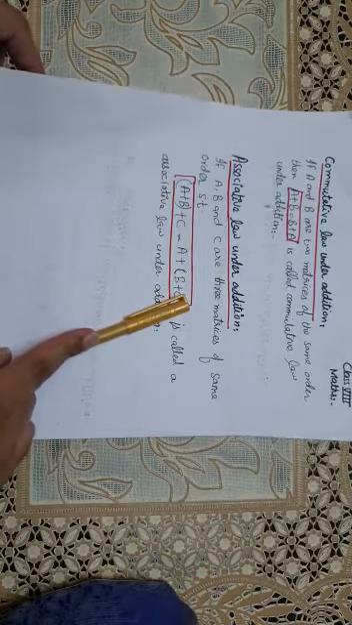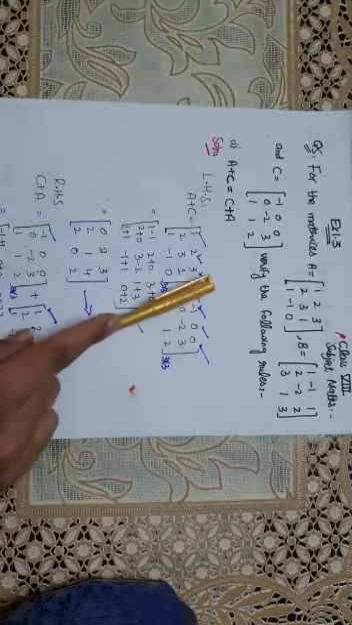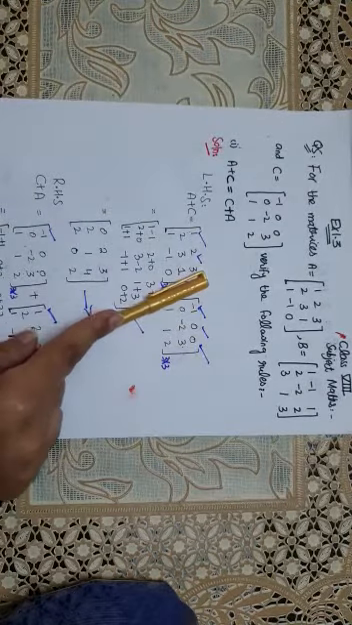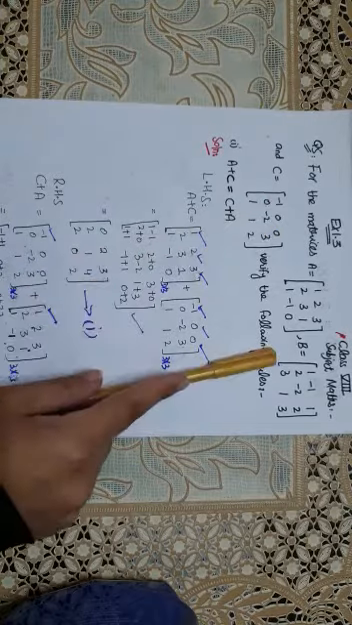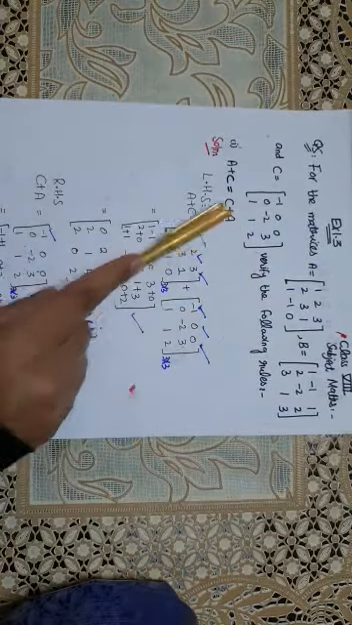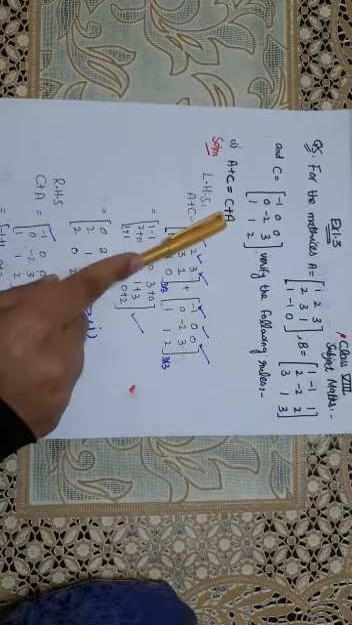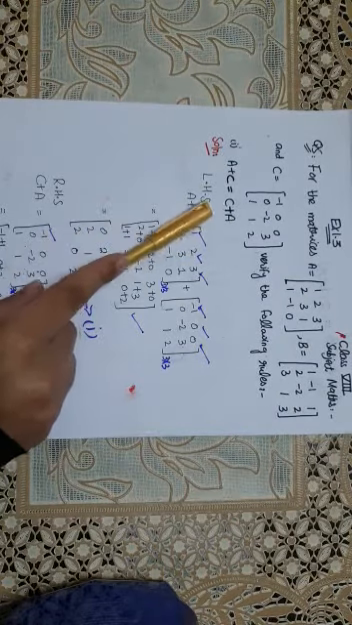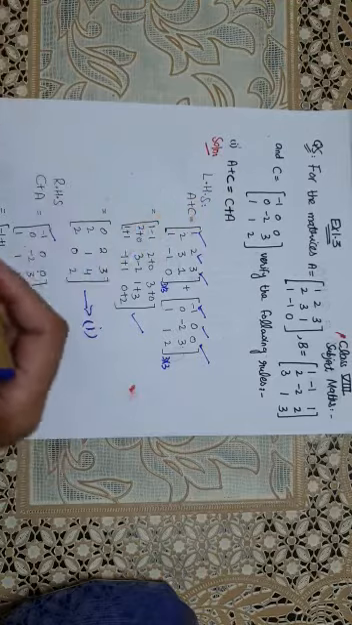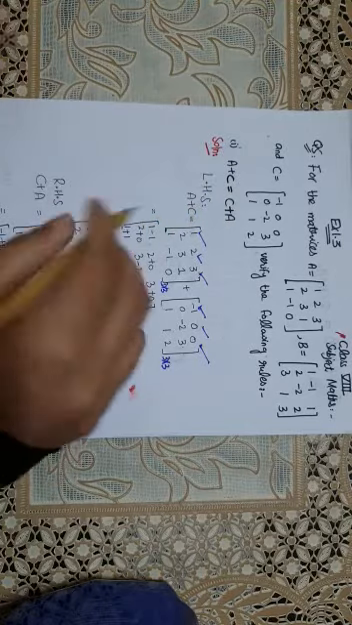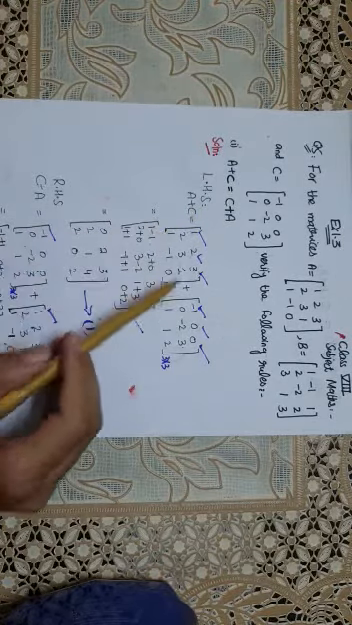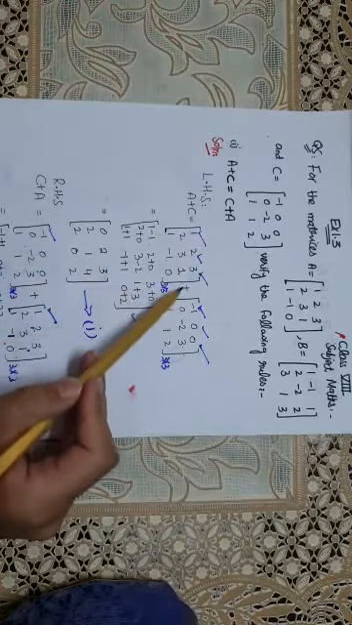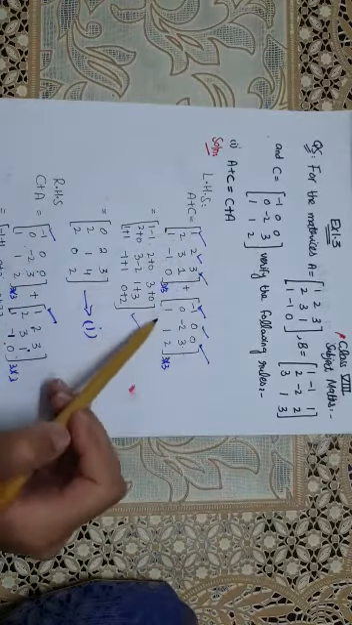We are moving to the next exercise, exercise 1.3, question number 5. Here three matrices are given, A, B and C. We have to verify the commutative law under addition: A plus C is equal to C plus A. First we will take the left hand side, A plus C. Write the matrix A plus matrix C.